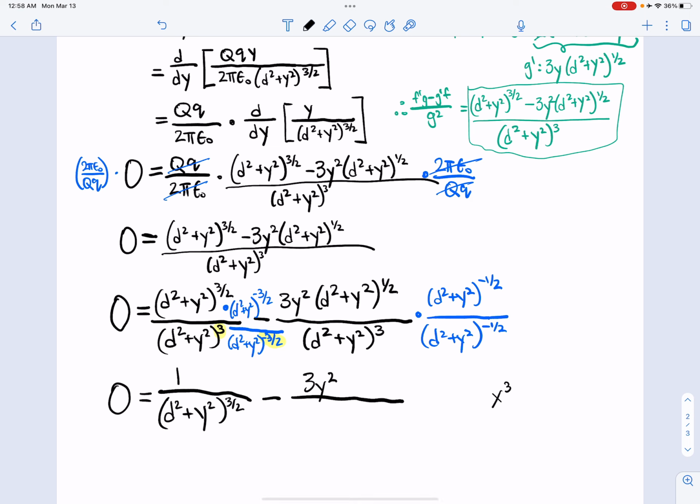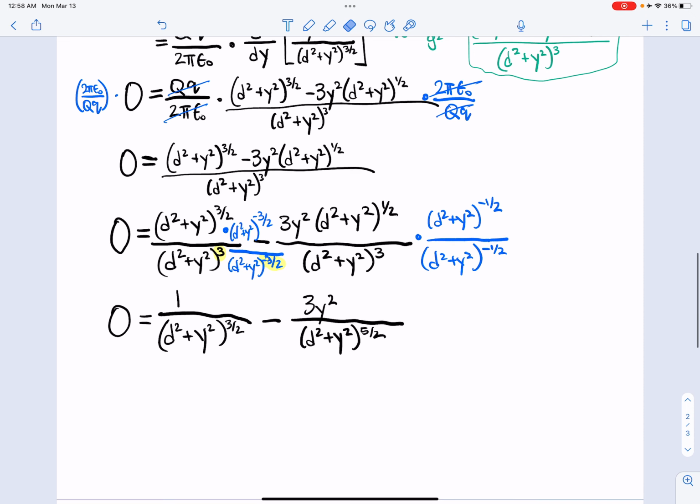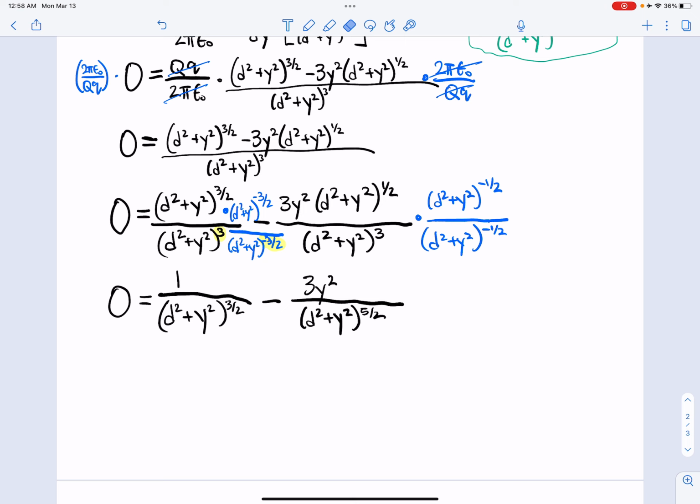So x to the 3 times x to the minus 1/2. So that's x to the 3 minus 1/2, or again, 6 over 2 minus 1/2, and that'd be x to the 5 over 2. Okay, so then the denominator would be d squared plus y squared to the 5 over 2, okay? Yeah, you've got to really pay attention in this stuff because it's easy to make mistakes.